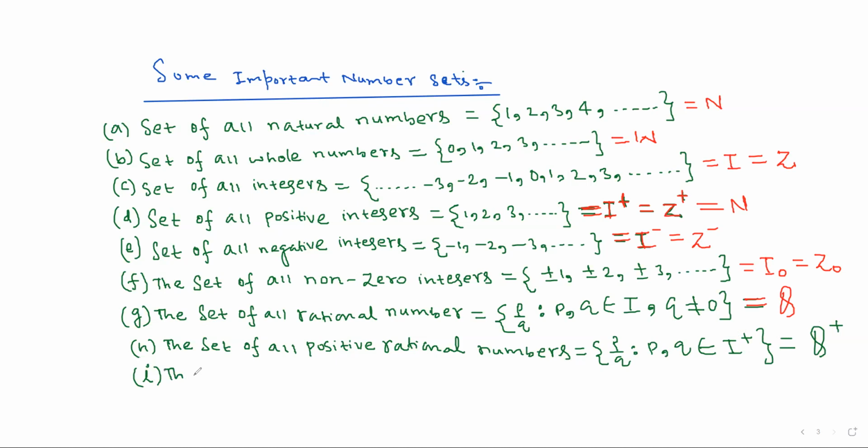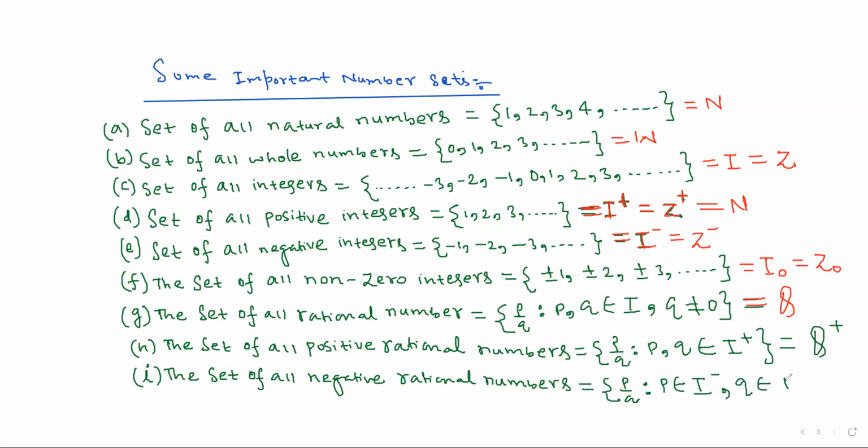Next one is the set of all negative rational numbers. So this is simply p by q such that p belongs to negative integers and q belongs to negative integers, and the whole thing is represented by Q minus. Okay, Q minus.